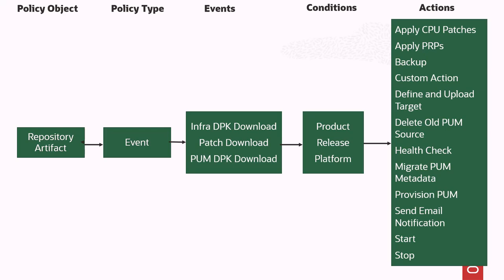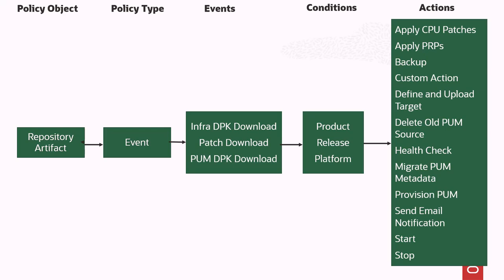Repository artifact policies are based on artifacts such as downloaded HCM update images and PeopleTools patches in the repository. The only policy type is event. The available events are InfraDPK download, patch download, and PUMDPK download. You can define the type of repository artifact for the policy to manage by product, such as HCM or PeopleTools, release, and platform, such as Linux or Windows.